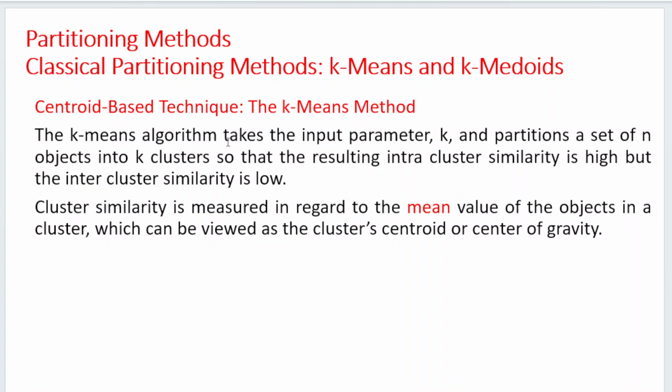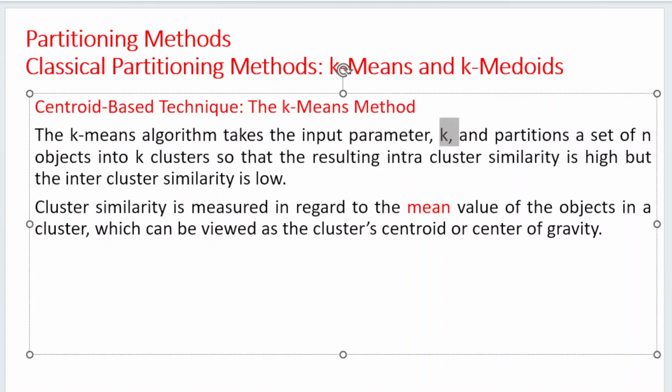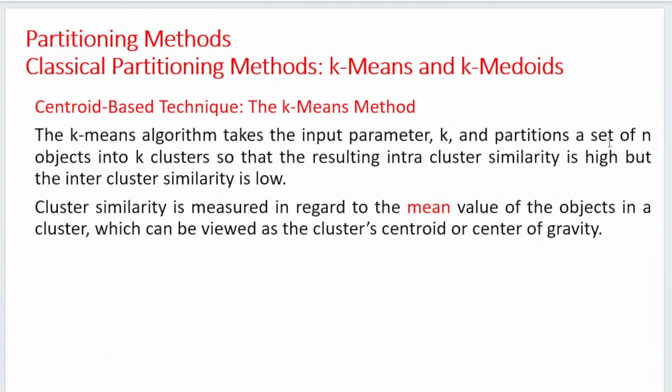This K-means algorithm is completely based upon the input parameter K, and based upon this K value only the partitions can be made, dividing the n objects into a set of clusters. While doing the clustering, the intracluster similarity should be high, and the intercluster similarity should be low. Always see that the intracluster similarity is high and the intercluster similarity is low.